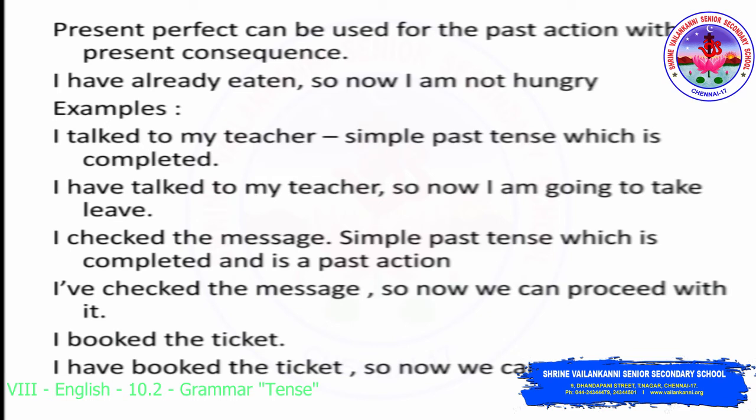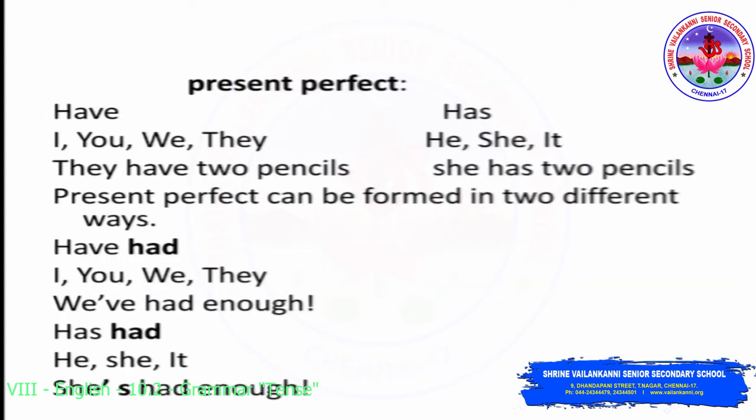So you can see that I have booked the ticket, so now we can go to the movie, which is present perfect, can be used for the past action, that is have booked the ticket, with present consequences. Now we can go to the movie. This is the present consequence. Okay, understood? Present perfect can be formed in two different ways.